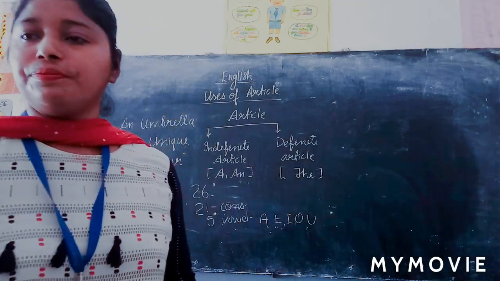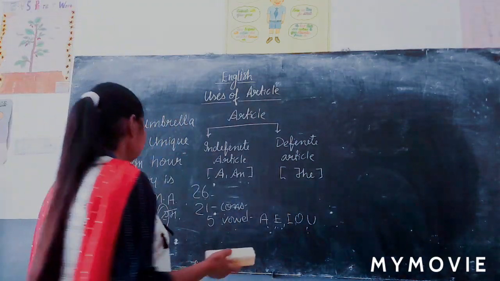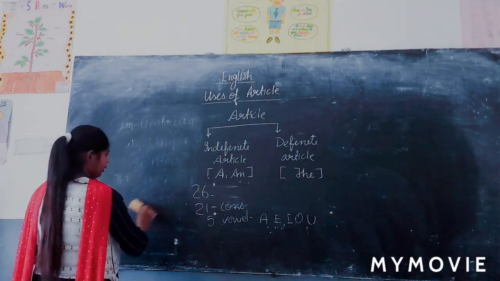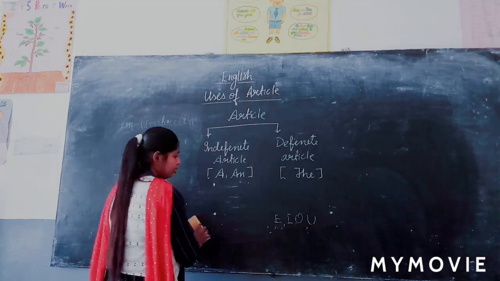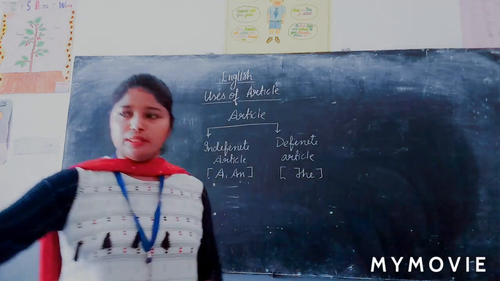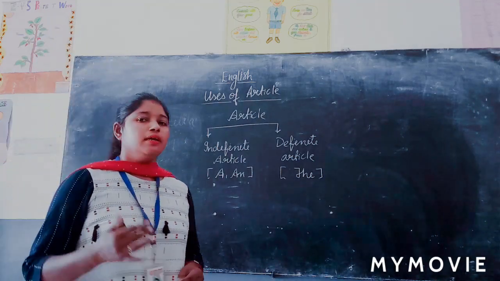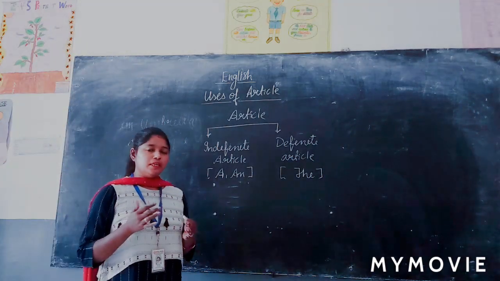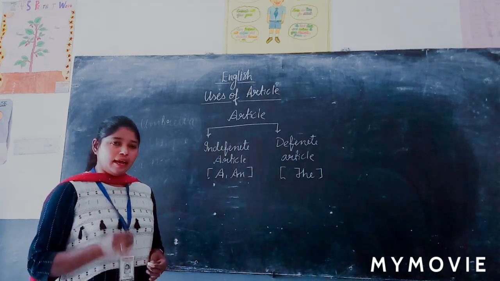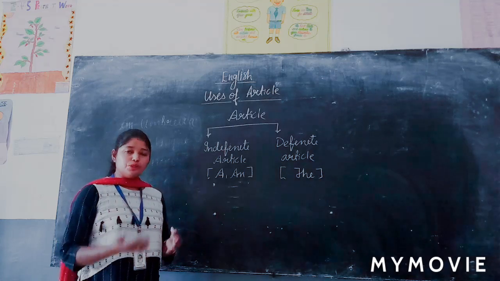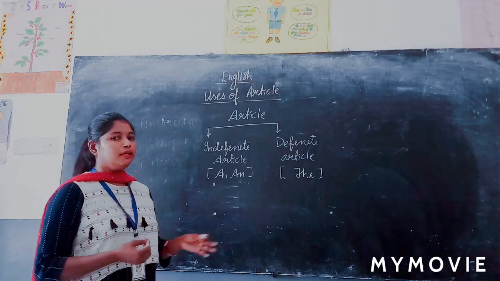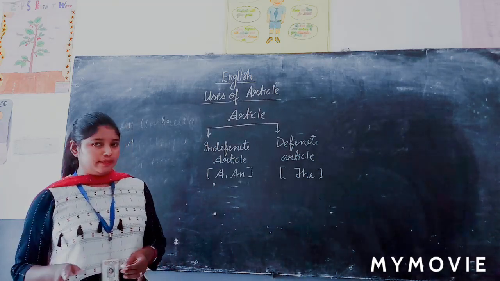Now let us see the uses of a and an. They depend upon the sound of pronunciation, how you pronounce any word. If a vowel sound comes, then an is used. If a consonant sound comes, then a is used. Okay, that is clear.